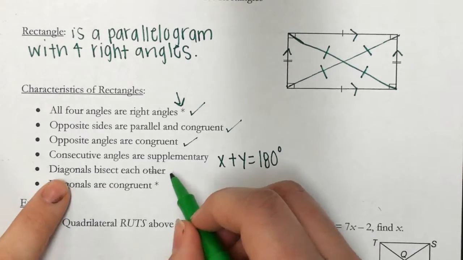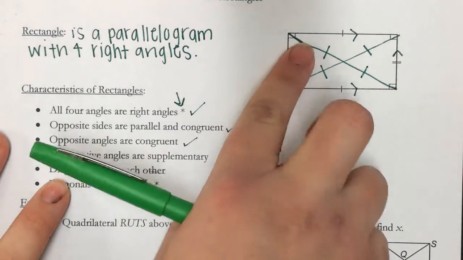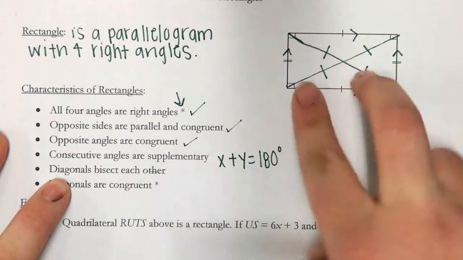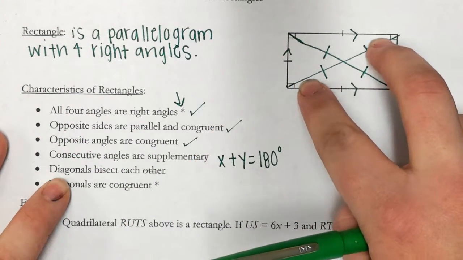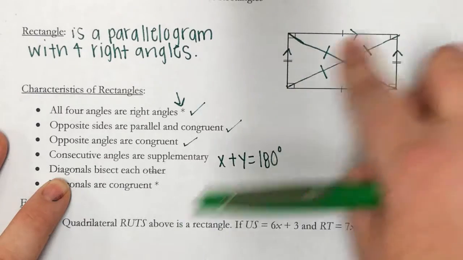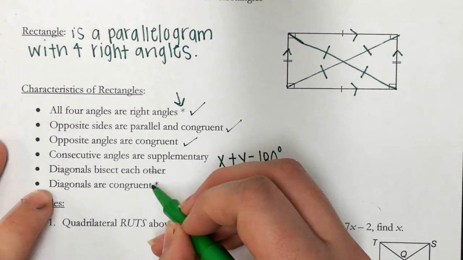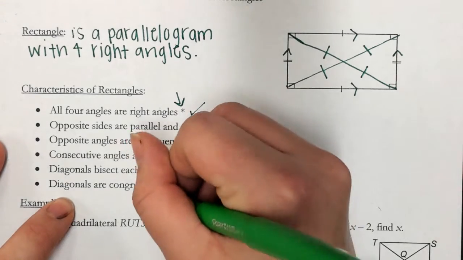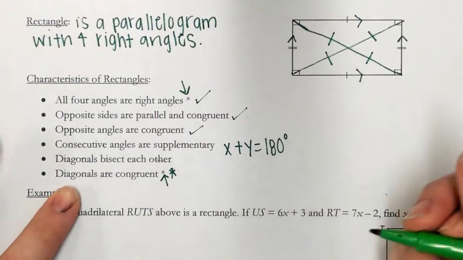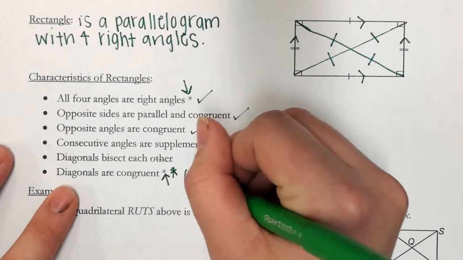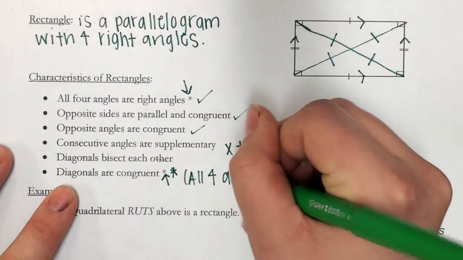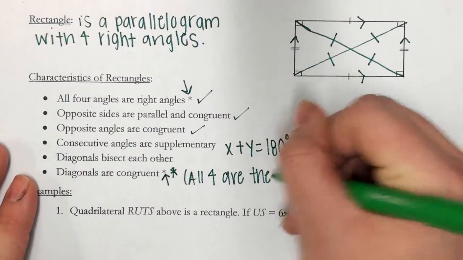So diagonals bisect each other. Is that still true? Is this still equal to this? Yes. Is this still equal to this? Yes. So they still bisect each other, but now all four are the same. That's what this means: diagonals are congruent. That means all four. So this is another big difference. All four are the same.